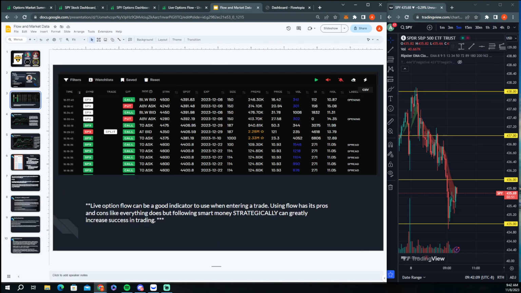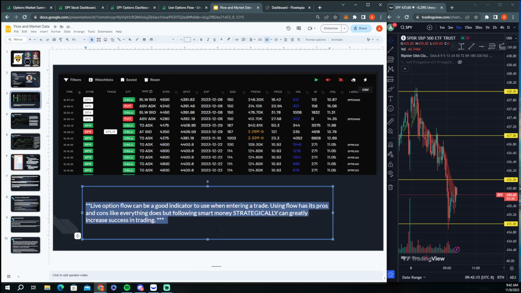So let's move on here. We're going to be talking about the live option flow and the live orders that come through. So I put this little note on the asterisk down here just so you guys know. Live option flow can be a good indicator to use when entering a trade. Using flow has its pros and cons like everything else does, but following smart money strategically, I put that in big caps, can greatly increase success in trading. So what I mean by that is I would not solely rely on just live options flow.